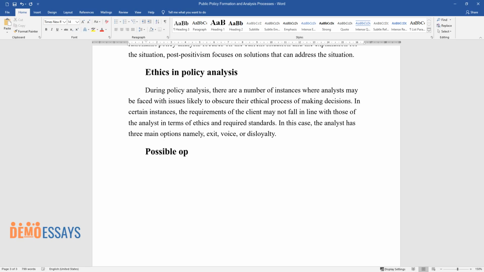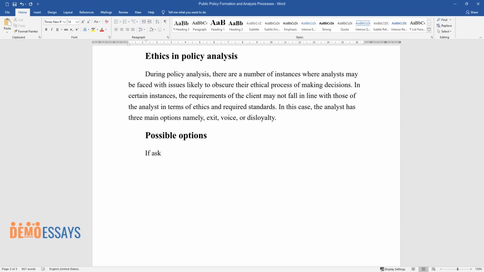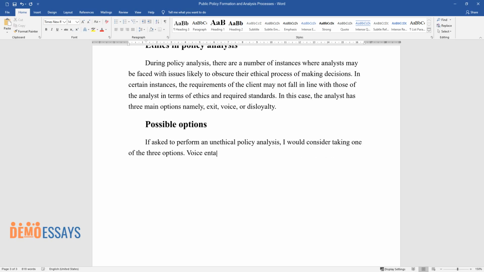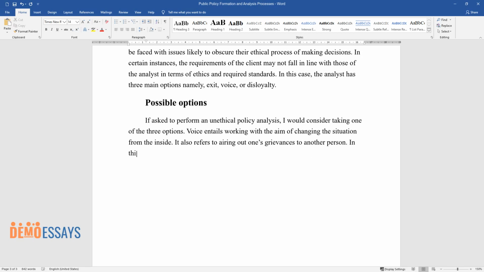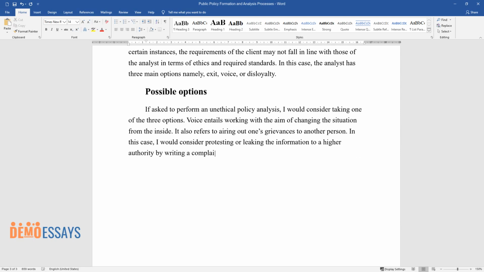Possible options. If asked to perform an unethical policy analysis, I would consider taking one of the three options. Voice entails working with the aim of changing the situation from the inside. It also refers to airing out one's grievances to another person. In this case, I would consider protesting or leaking the information to a higher authority by writing a complaint letter.